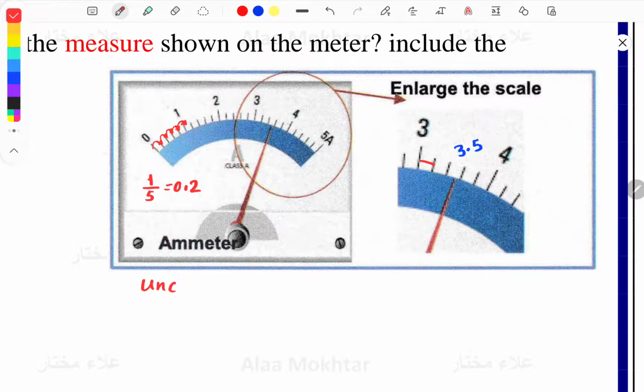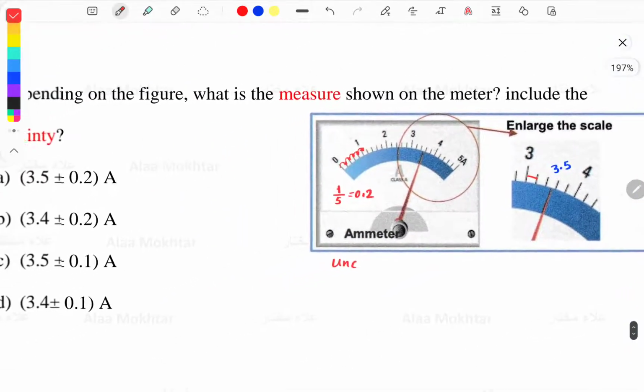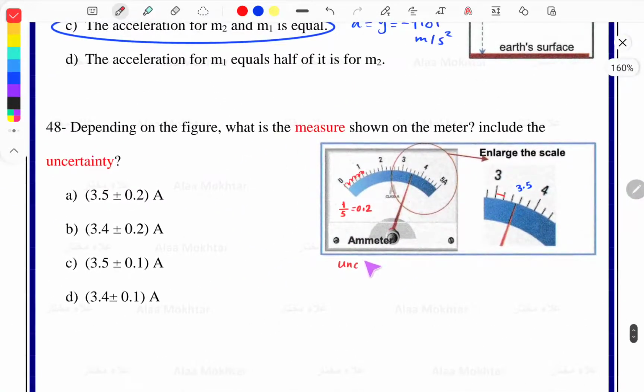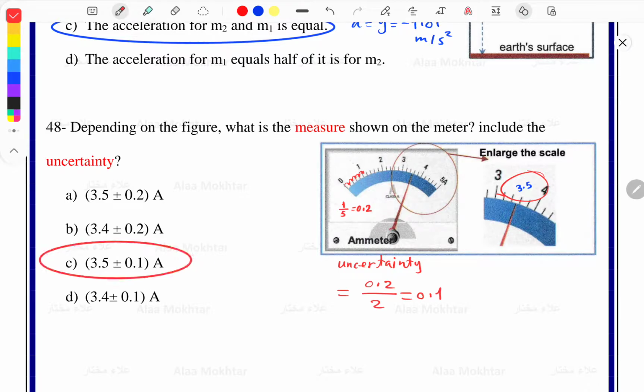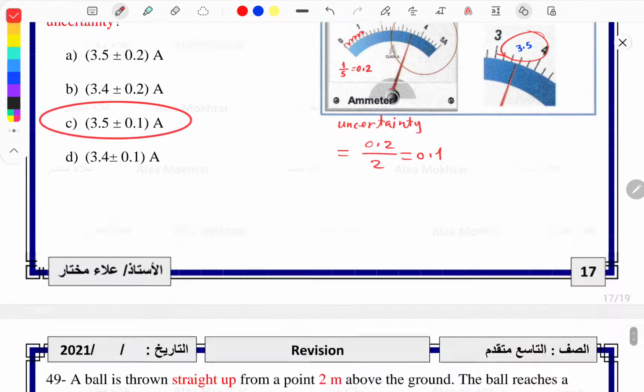The uncertainty number equals 0.2 divided by 2, which is 0.1. And the reading is 3.5. So my answer will be 3.5 plus or minus 0.1 ampere. This unit measures the current.